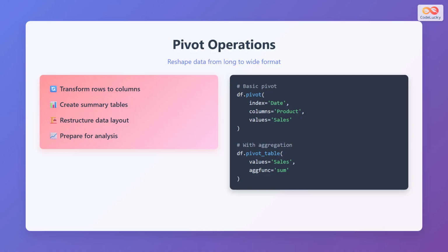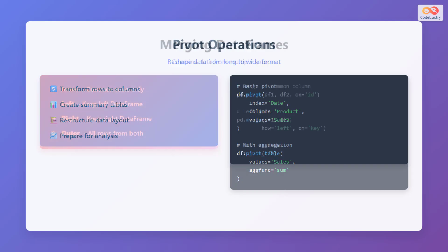Pivot operations reshape your data from long format to wide format, transforming unique values in one column into separate columns. This is particularly useful for creating summary tables and preparing data for analysis. The basic pivot method requires 3 parameters: index for row labels, columns for the new column names, and values for the data to fill the table. For more complex scenarios, pivot_table provides additional functionality with built-in aggregation. When you have duplicate entries, pivot_table automatically applies aggregation functions like sum or mean. These operations are essential for creating readable summary reports and preparing data for visualization.